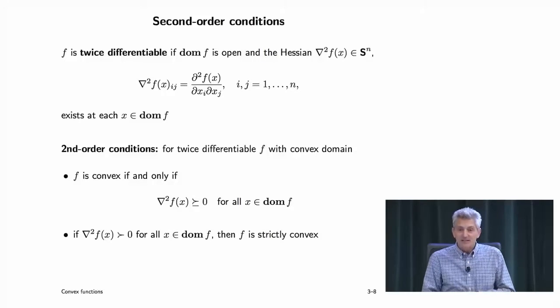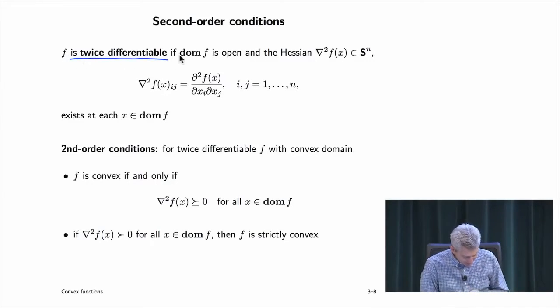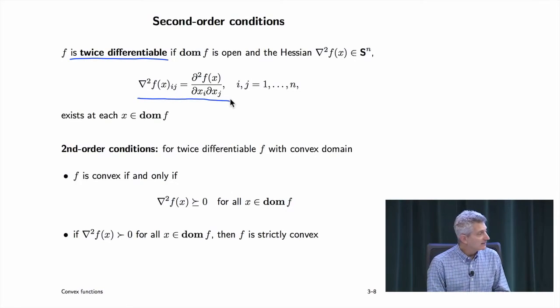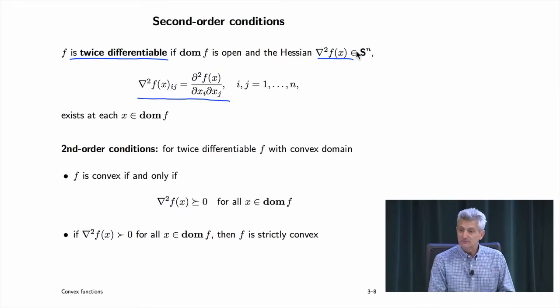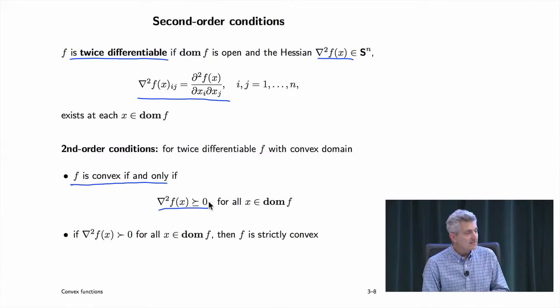Okay, second order conditions. If a function is twice differentiable, that means all these partial derivatives exist, and that's denoted the Hessian, sometimes written this way, of the function at that point. What it says is that f is convex if and only if its second derivative is non-negative. Now that's a matrix, so that means positive semi-definite. Okay, so that's the condition. Now it turns out there's a weird asymmetry here.